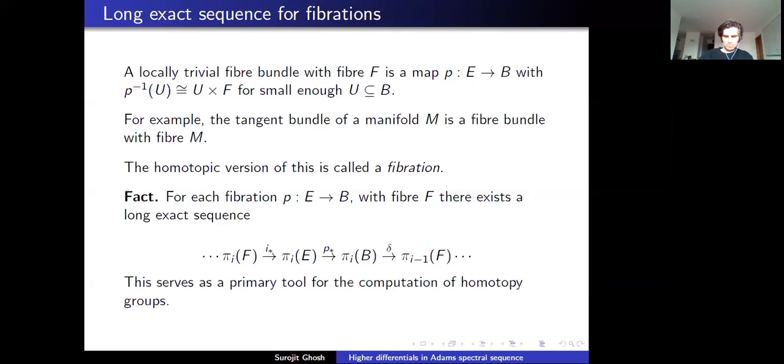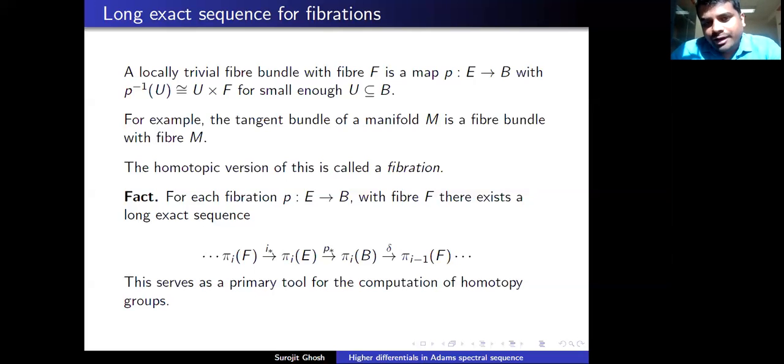Okay. Whenever you have a fibration with a fiber F, we can talk about the long exact sequence associated to the fibration. And what is the long exact sequence? It's just a sequence of maps where the kernel of the later one is equal to the image of the previous one. So every pair of consecutive maps fits in this way. This sequence is a very useful tool to compute some of the data of the homotopy groups.